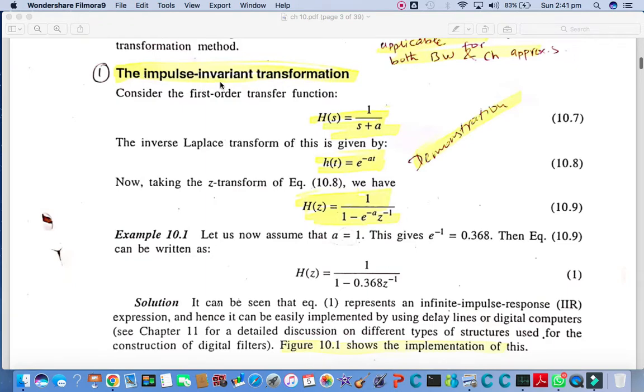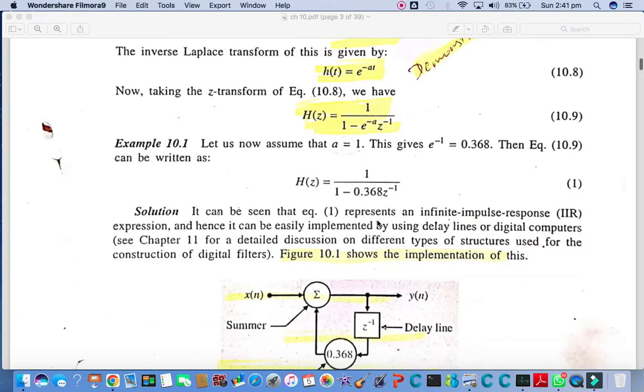In impulse invariant transformation, let's suppose we have this kind of transfer function of the analog filter. Then we will do its inverse Laplace transformation to acquire it in the time domain, and then we will do its Z transformation in order to acquire H(z) from h(t). So this is a demonstration of the impulse invariant transformation method.